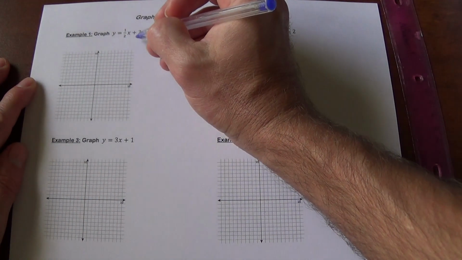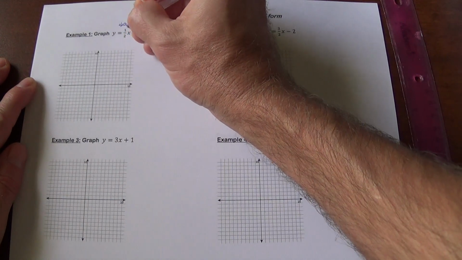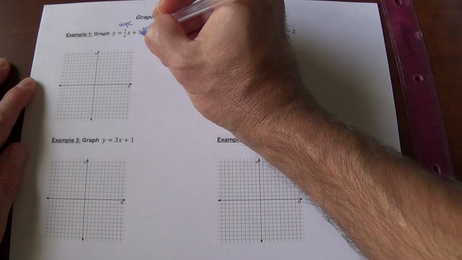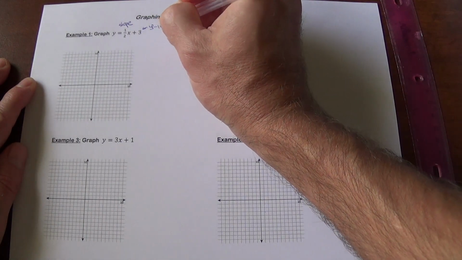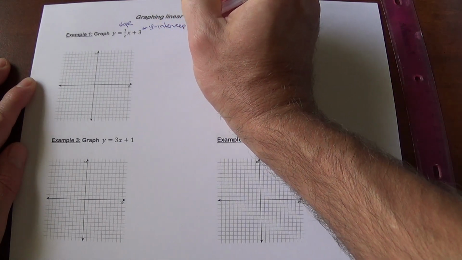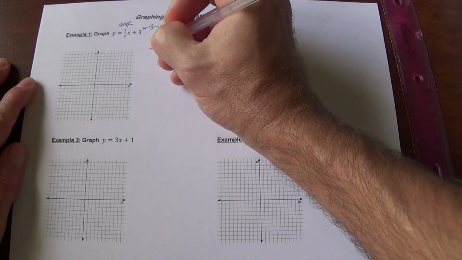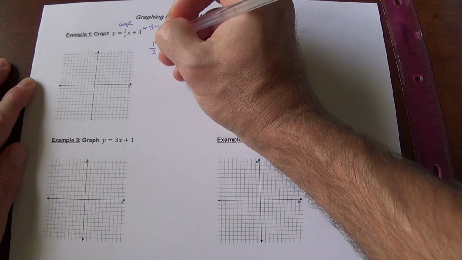You're going to have this equation. We have the slope here, and this point. It's called slope-intercept form. This point here is your y-intercept. So for the slope 1/2, it's a positive number.